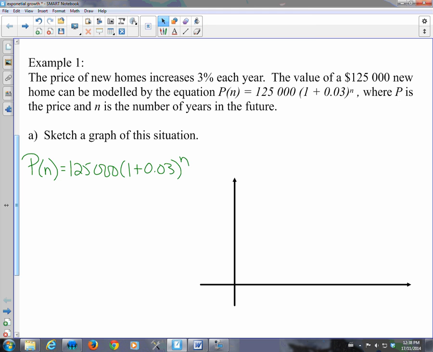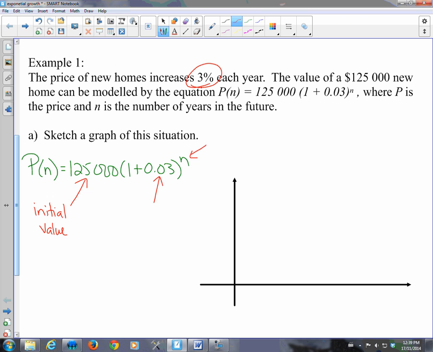we know a few things about this situation. The number at the front is the initial value. So that means when they bought the house, it was worth $125,000. The 0.03 is in our word problem. It's the 3% increase each year as a decimal. And the n is the time frame that we don't know yet. So we'll look at that as a number of years in the future.